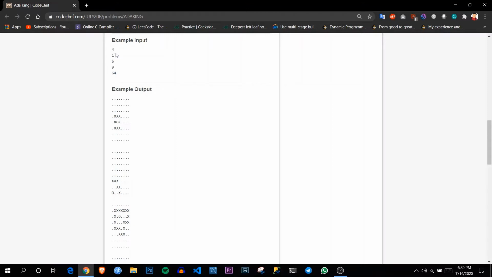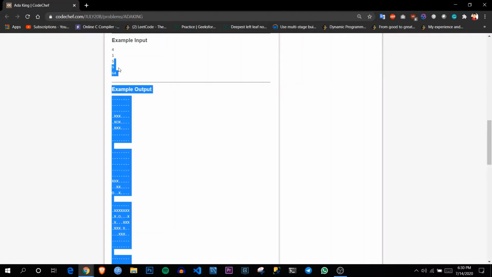Here 4 is the number of test cases, and in the first test case it's given 1. So here we can see in the output the king is placed over here, and all the places surrounding it, in 8 directions, upwards, downwards, left and right, and all four corners, have x or obstacles present. So the king cannot go anywhere. The king can only be present in its own location. That's why it can only go to one distinct location, which is currently its own location.